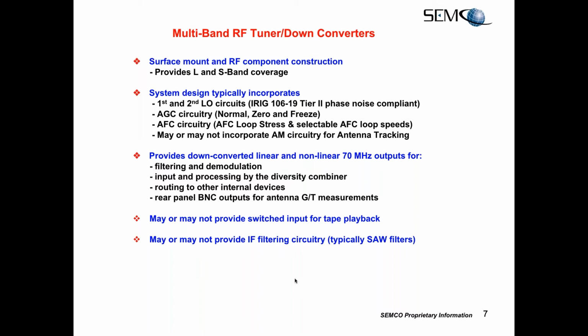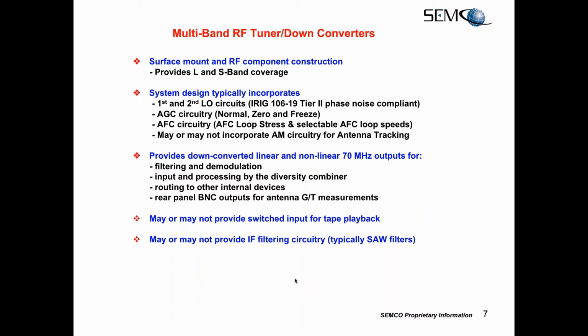Now, when I talk about down-converted linear and nonlinear 70 megahertz, the linear 70 megahertz is a fixed 70 megahertz, usually at some level, minus 10 dBm, for example, that regardless of signal strength, regardless of the input signal to the receiver, that 70 megahertz will always be around minus 10 dBm. That's very, very important for you to have that capability to have a linear 70 megahertz output as the signal level is fluctuating across the range of the receiver. And then the nonlinear 70 megahertz, of course, is a 70 megahertz that is changing proportionate to the signal strength coming into the receiver.